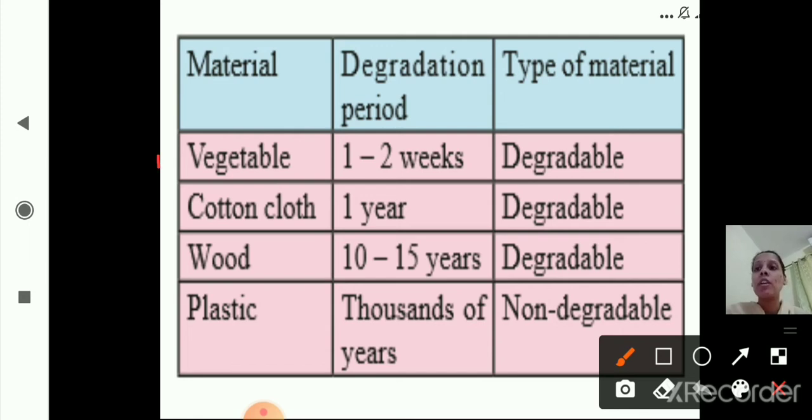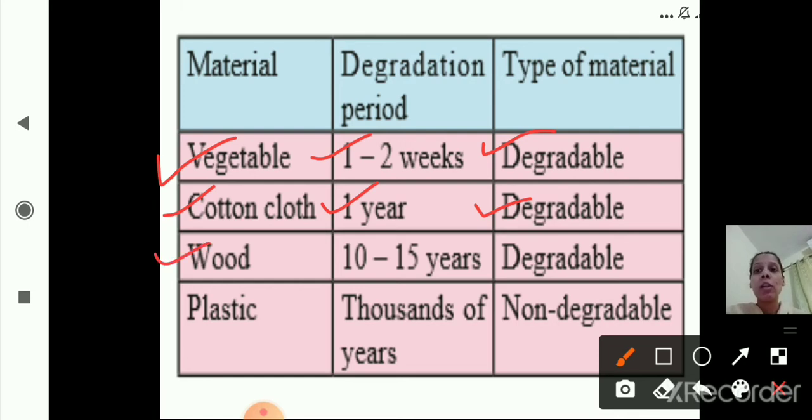Now see here, the first one, material that is vegetable, it will take 1 to 2 weeks for degradation. Means after 1 to 2 weeks it will degrade, it will break down. So it takes 1 to 2 weeks, so it is a degradable material. Cotton cloth, it will take 1 year for degradation period. So which type of material? Degradable material.